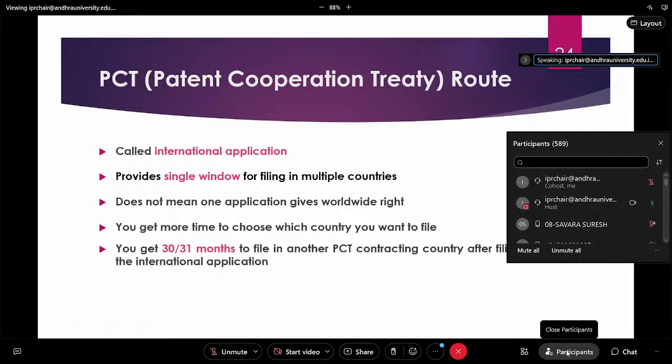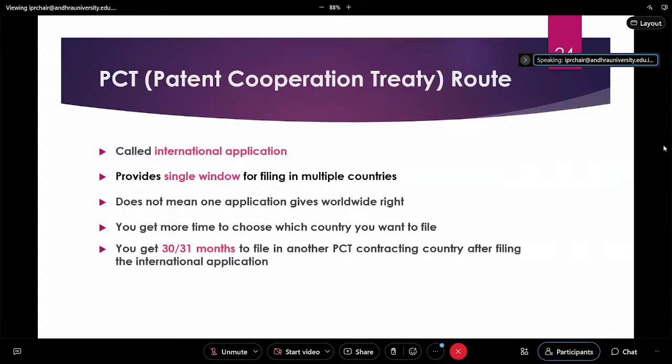In PCT, in the first application you file, they have the country option. You can just tick it. So in those countries, your priority date will be saved based on your PCT application. That way, PCT is saving a lot of time. You get more time to choose which country you want to file in, and you get 30 to 31 months to file in another PCT contracting country after filing the international application. So basically, you get 18 more months from the 12 months that you used to get in the convention route. So PCT will buy you a whole lot of time, but PCT is costlier than convention.